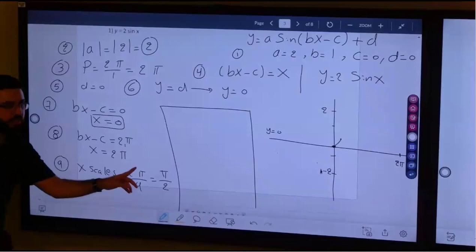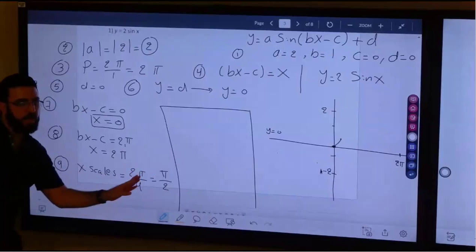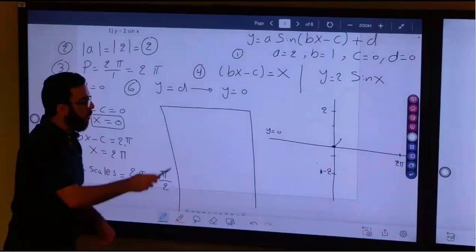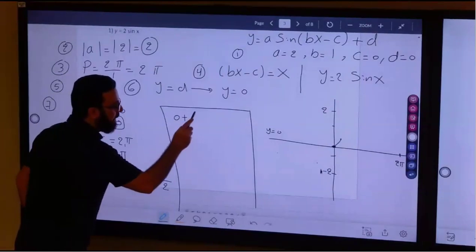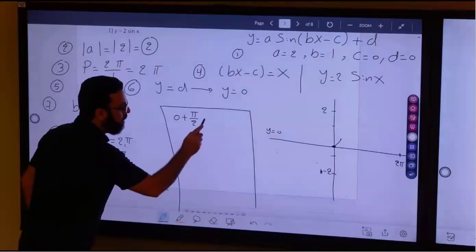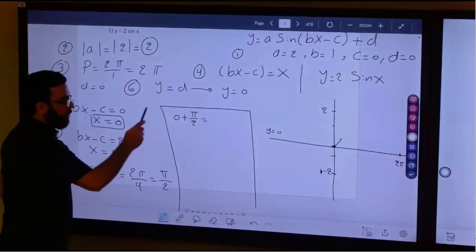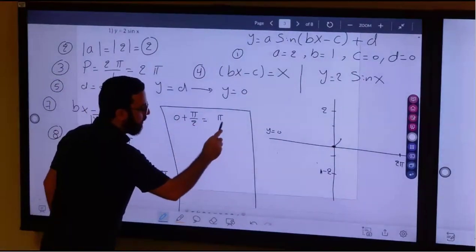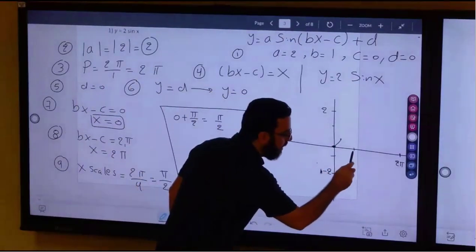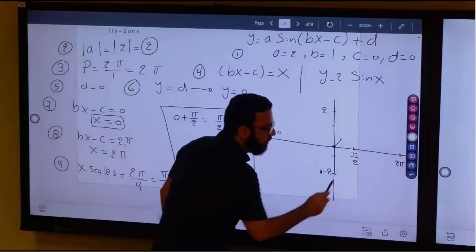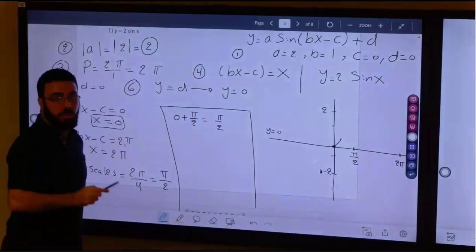Now we found the x scale is pi over 2. Then I need to find the next point. How much is the initial point? 0. I'm going to add the x scale. So how much is the result? Pi over 2. So 0 plus pi over 2 is going to be pi over 2. That means my next point is going to be pi over 2.